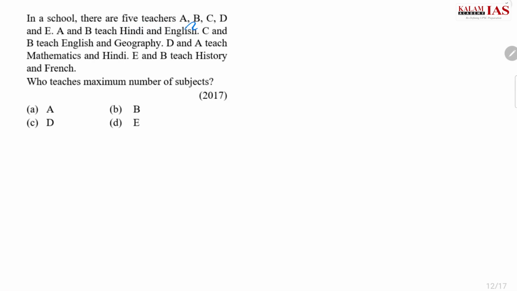In a school, there are 5 teachers A, B, C, D, and E. A and B teach Hindi and English. C and B teach English and Geography. So again, we have 5 teachers A, B, C, D, E. A teaches Hindi and B teaches English. C and B teach English and Geography. C is teaching English.